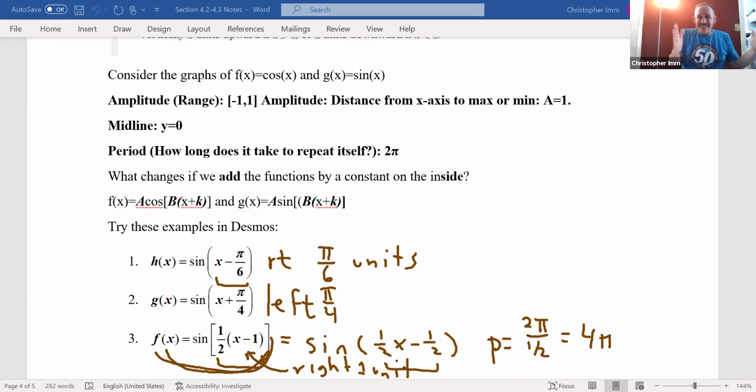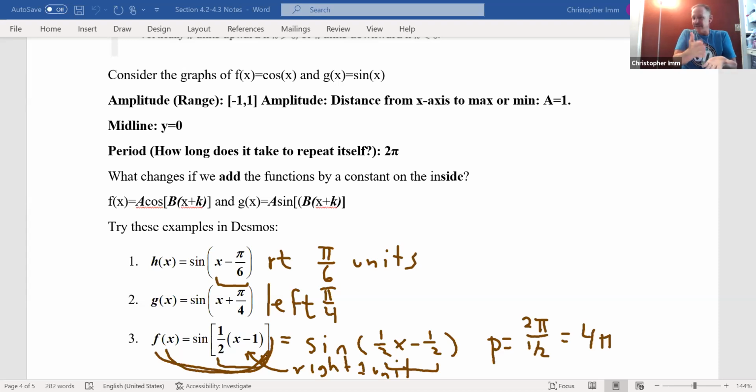So I know it's difficult, but once you get practicing, you're going to get into this. If you have an inside change, it's going to be totally counterintuitive, but the period will change by 2 pi divided by whatever that multiplier is inside. And when you're adding or subtracting inside, if it's subtracted, you move to the right. If it's added, you move to the left.